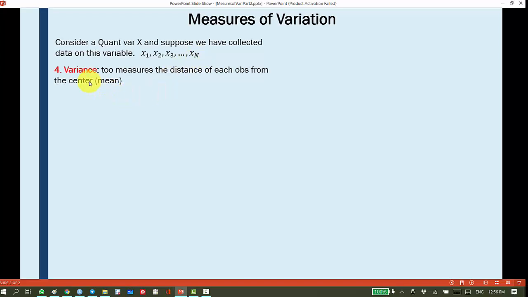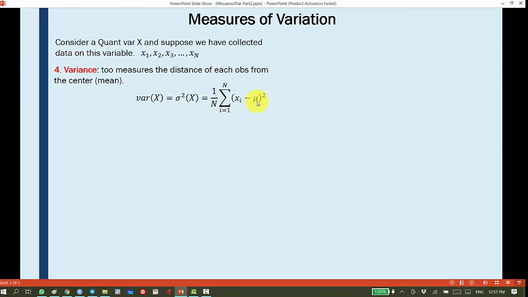Then the fourth measure of variation that we use in order to check the amount of variation in our data set is variance. Variance tries to measure the distance of each observation from the center. The formula for the variance is 1 over N, the sum of xi minus mu all squared. If you recall the mean absolute deviation, the difference between variance and mean absolute deviation is that in mean absolute deviation we have xi minus mu absolute value, but in variance we have xi minus mu all squared.